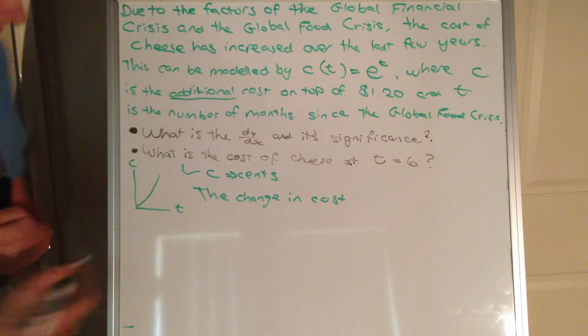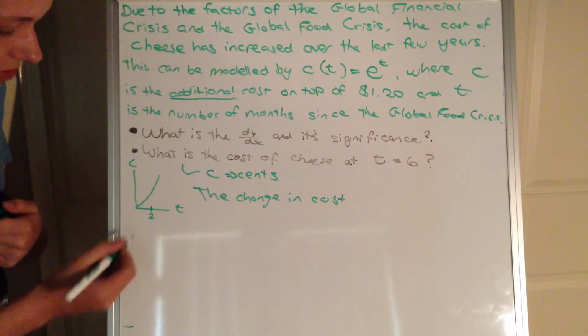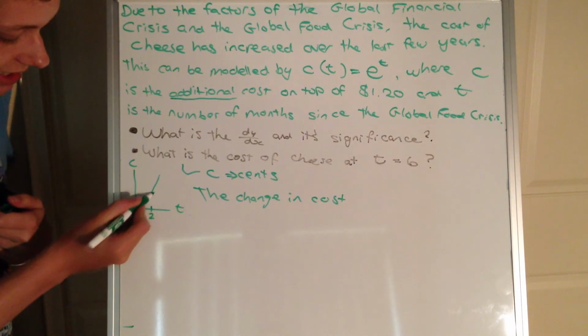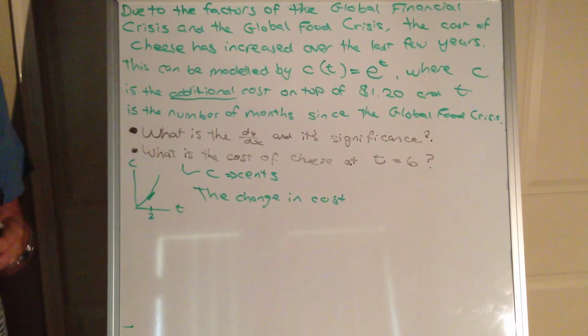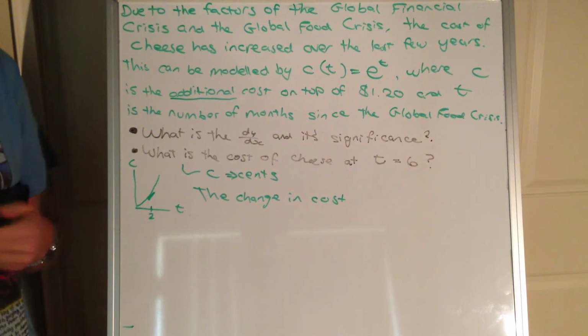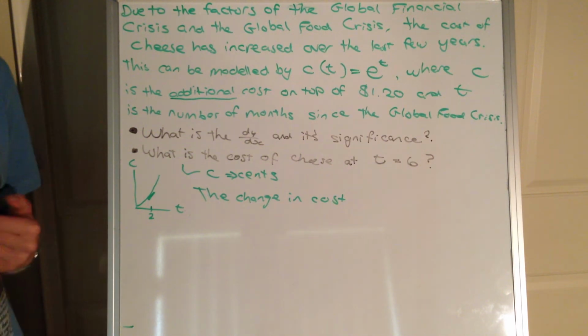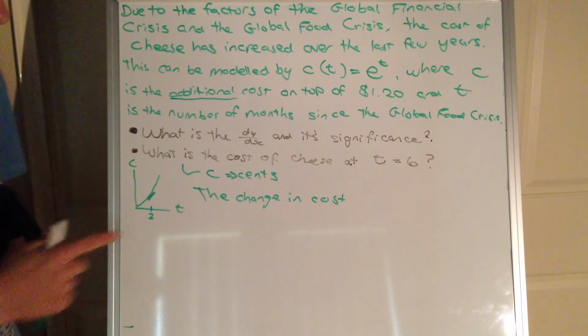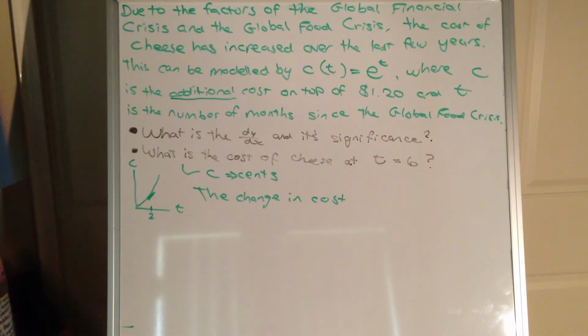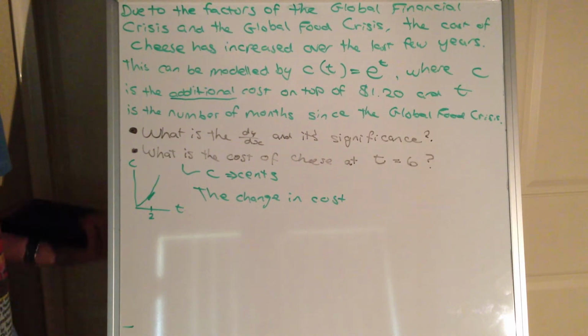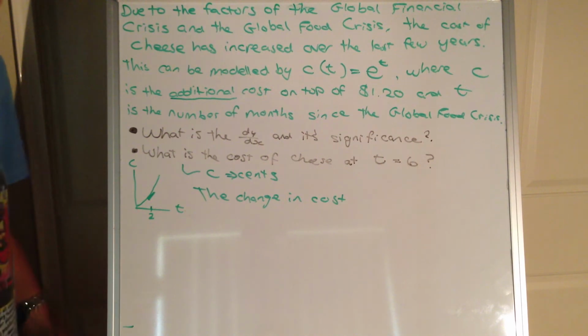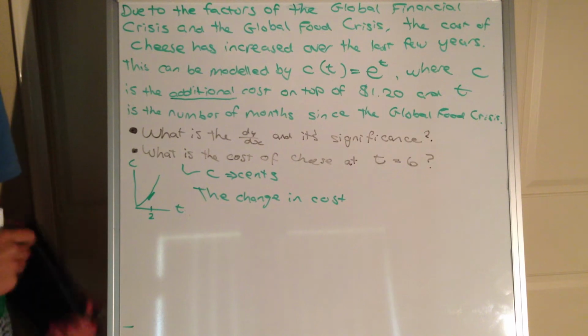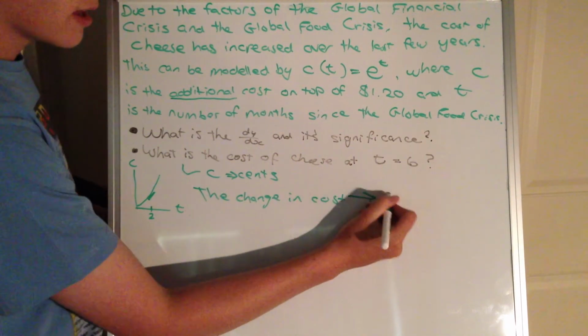So what does that mean? Well, if we had it at the 2-month mark and we found the gradient there on our function e to the t, we'd obviously be finding out the amount that it's going to increase by. So that's going to be the gradient at that given point, the increase in the cost of cheese because of the global food crisis and the global financial crisis. So again, the change in cost, which is going to be our gradient.